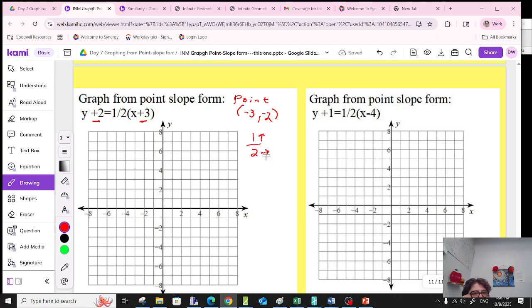One up and down over 2. Okay, so I'm going to graph this point. This is X and this is Y, so I'm going to go over -3 and down 2. Yep, and then from this point, the arrows are right here. Up 1 over 2, up 1 over 2. I can do this quite a few times.